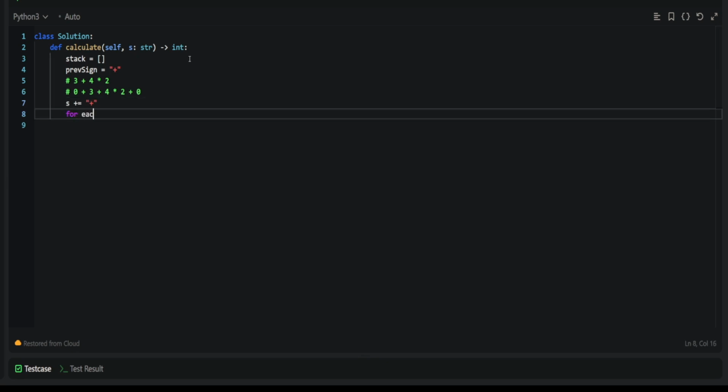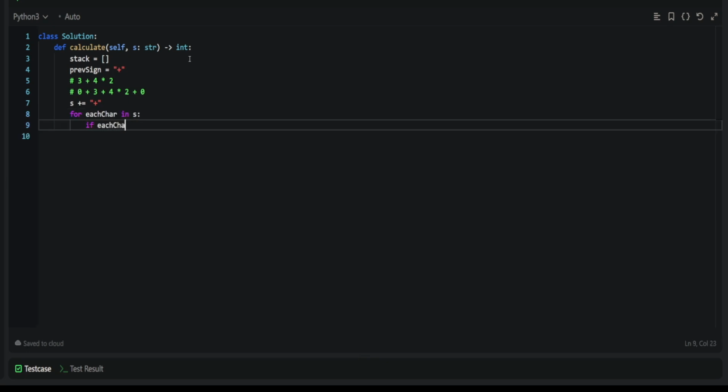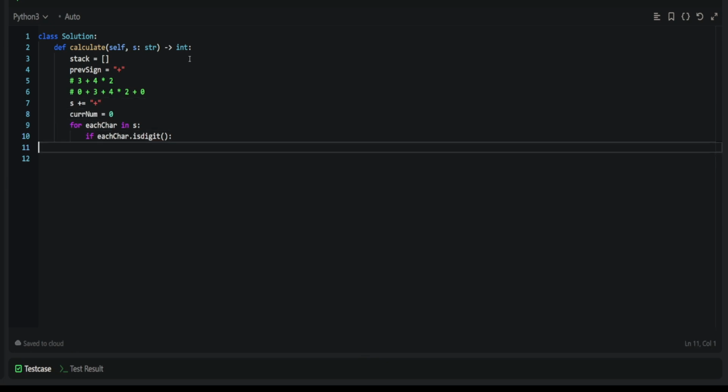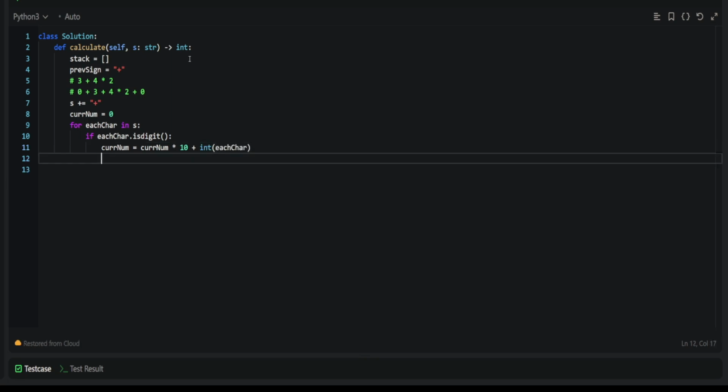Now we iterate through each character in s. If the current character is a digit, this is an inbuilt string function that checks if it's a digit, and if so, we add to the current number, so we'll have current num equals 0 as well. Current num will be multiplied by 10, and we add the integer version of the current character to get the current number, because it's in decimals.